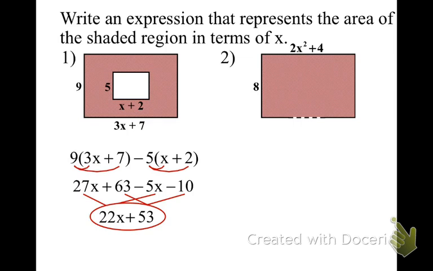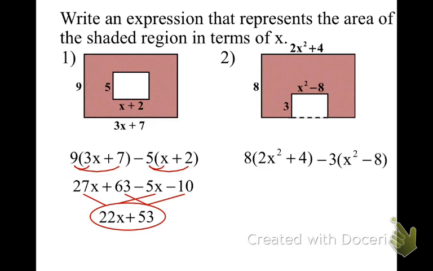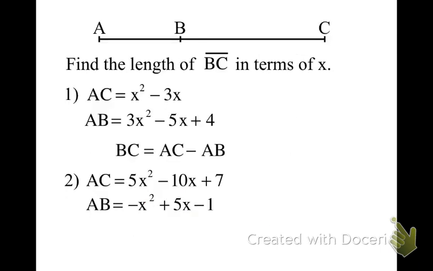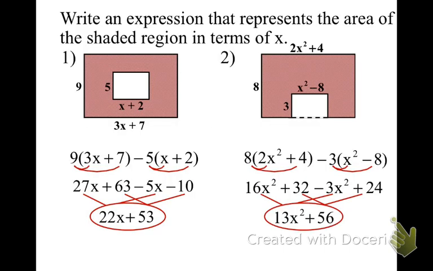Now check your work. We do big rectangle, length times width, minus the small rectangle, which was 3 times the quantity of x squared minus 8. Now that minus goes right before all of the second rectangle. And so I distribute, and we combine like terms. Oops. Sorry about that. And we get 13x squared plus 56.